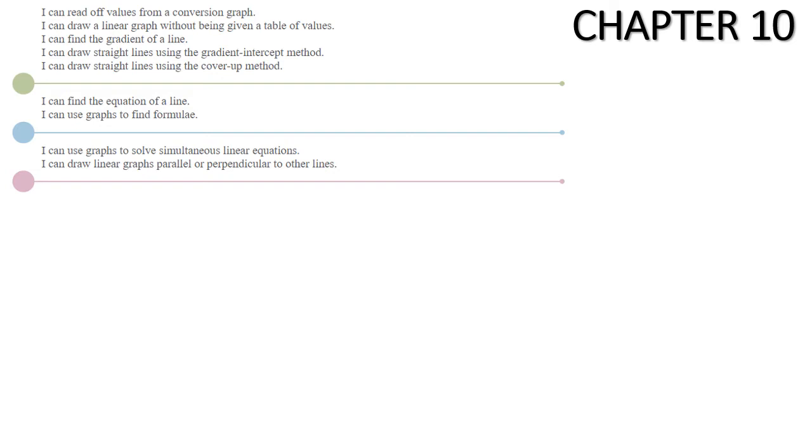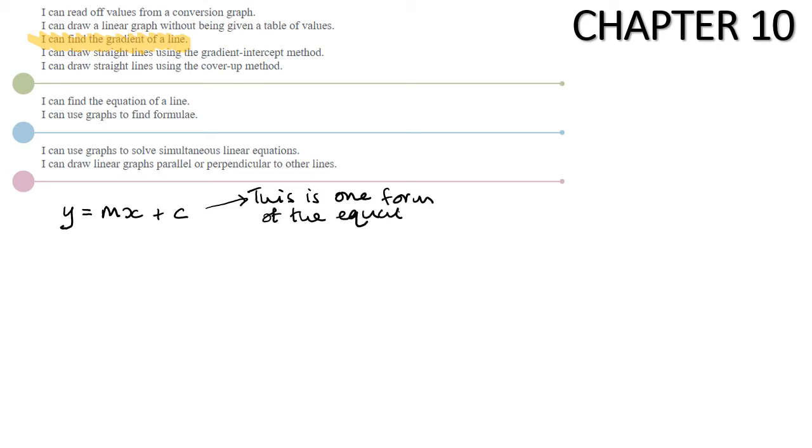Right, this leads on to the next couple of topics to do with the straight line, and that is to do with the gradient and different ways of drawing a straight line. So let's start by looking at how we can find the gradient of a straight line. You can write the equation of a straight line in this form. This is one form of the equation of a straight line. There are different ways of writing it.